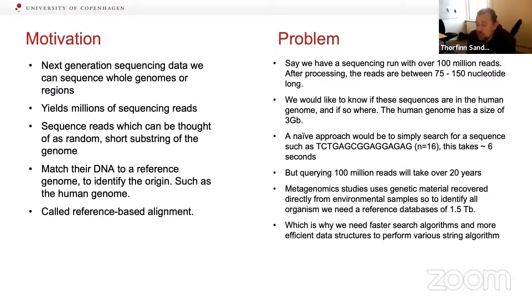To conceptualize it a bit, we also did some numbers here. If we have 100 million reads, and these reads are around 75 to 150 base pairs long, then we align those to the human genome and assume that we are doing an exact match. Then we could just do a linear search throughout the genome. It's a 3 gigabase long file, so each of these queries will take 6 seconds. If you wanted to do this with 100 million reads, it would take 20 years. So even in this context, it's not doable.